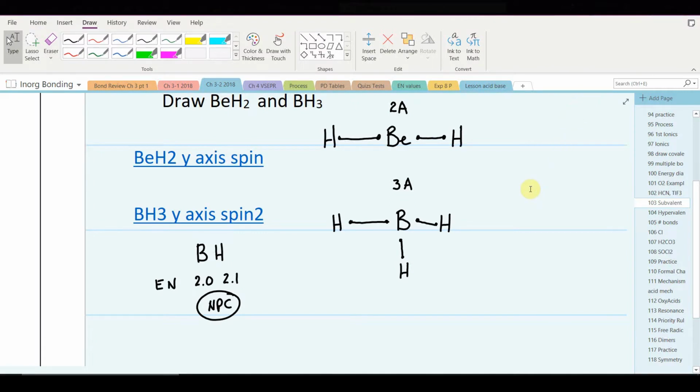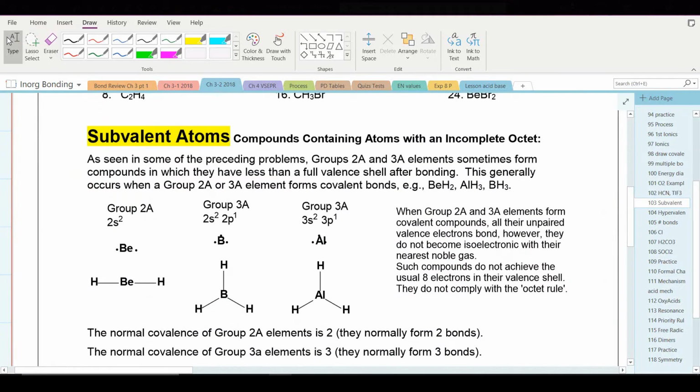The point of this exercise was to tell you that there are compounds that have an incomplete octet. They can still be reactive and nonetheless real compounds. These are called subvalent compounds. Subvalent compounds have less than 8 electrons in the valence shell. They typically come from group 2A or 3A, boron and aluminum.